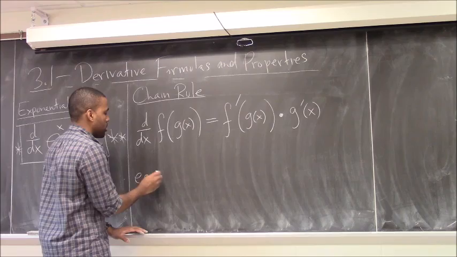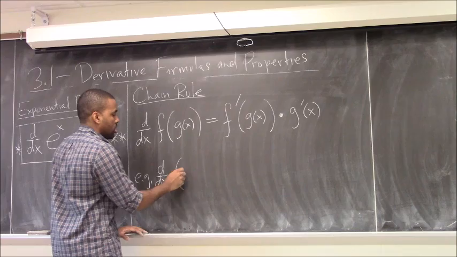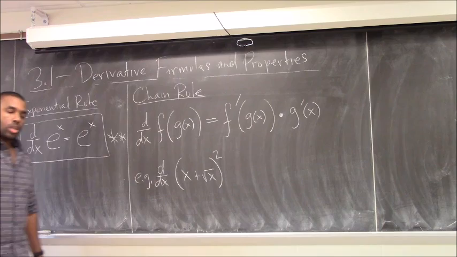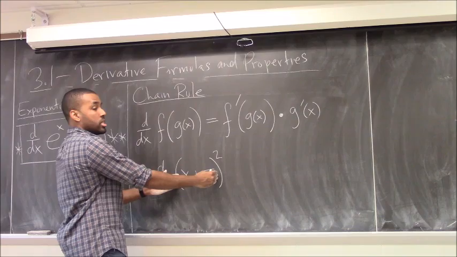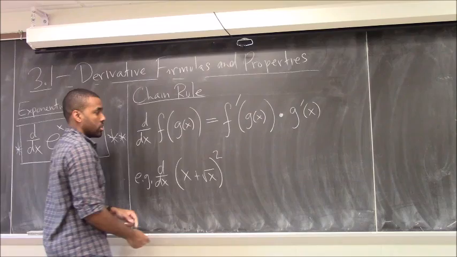So for example, if I wanted to differentiate x plus the square root of x, all squared. There are a couple ways I could do this. I could just FOIL it out and expand and all that stuff. Or I can use the chain rule and realize that there are two functions here. There's the square function, and then there's an inside function of x plus radical x. So it's like I took x plus radical x and I plugged it into x squared.